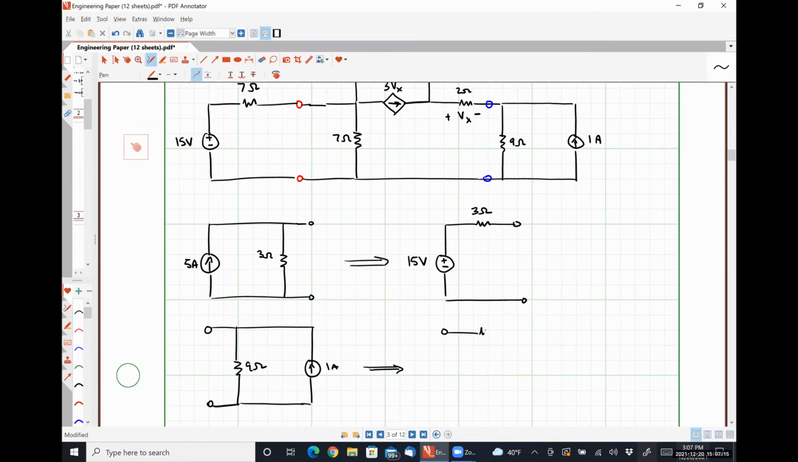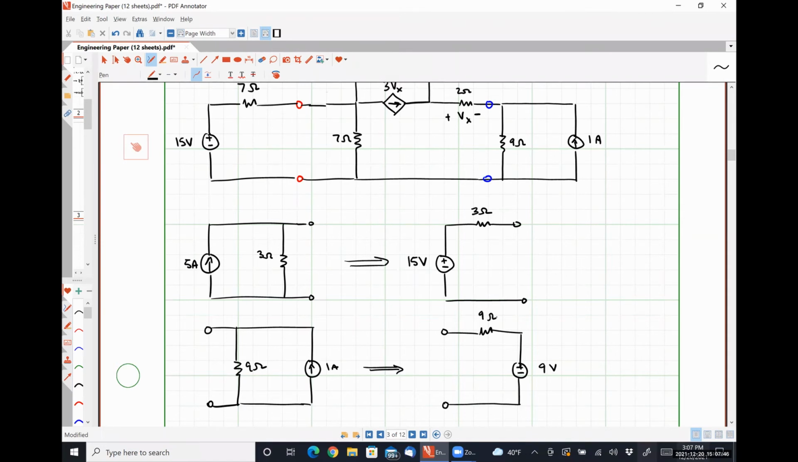I can replace it with a practical voltage source. What should be the voltage of my new practical voltage source? Pardon? 9 volts. So just 9 ohms times 1 amp gives me 9 volts. My 9 ohm resistor stays the same.